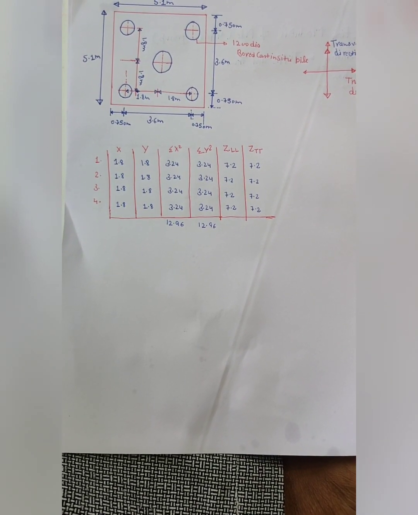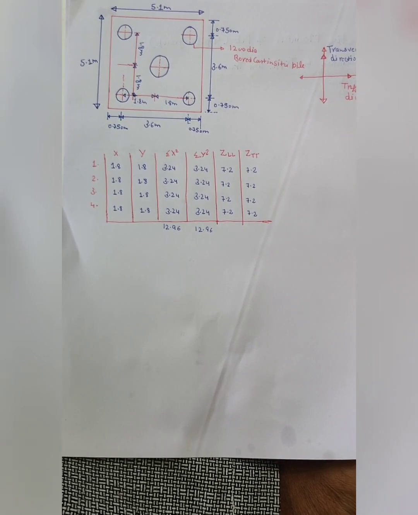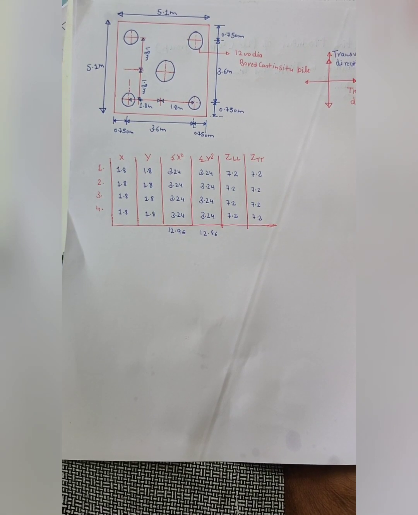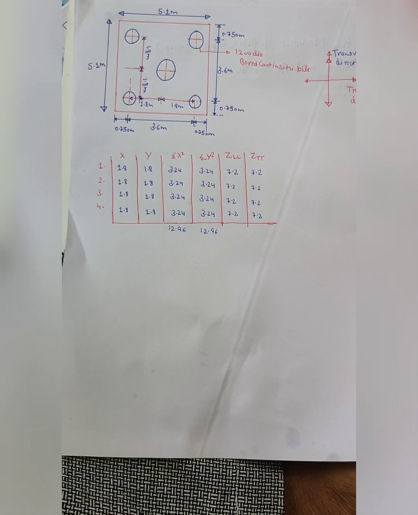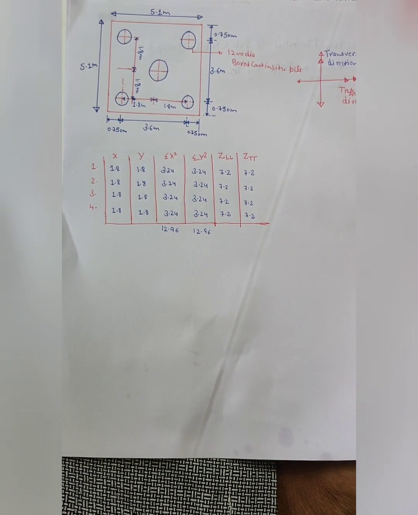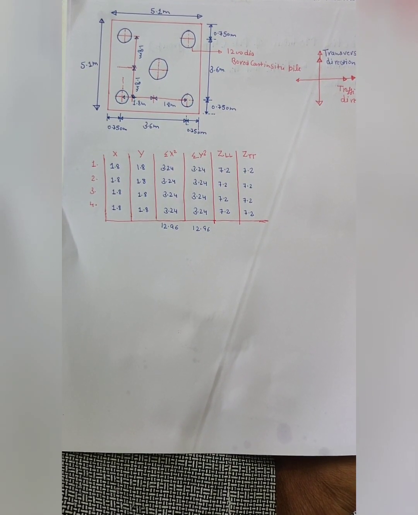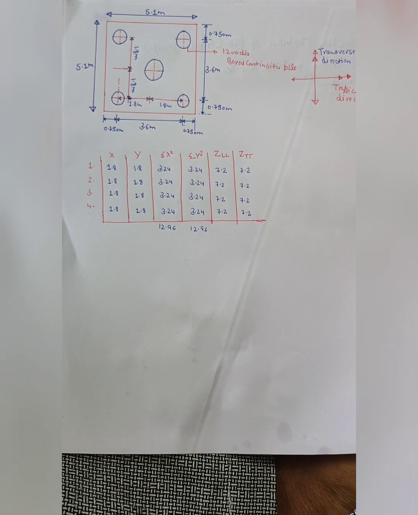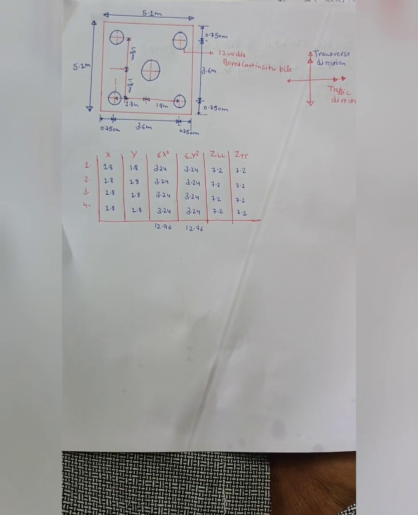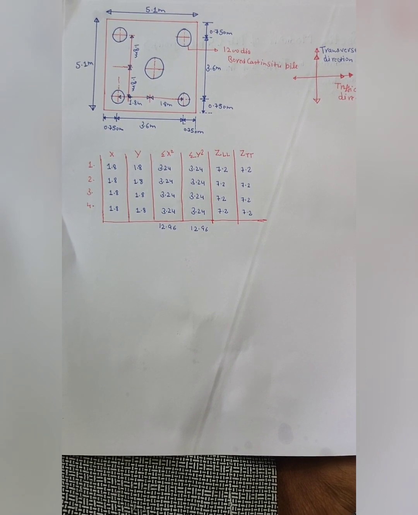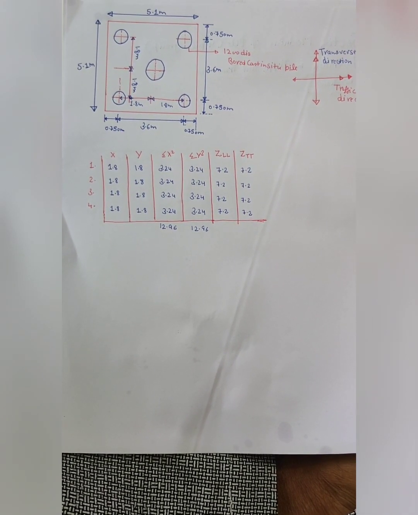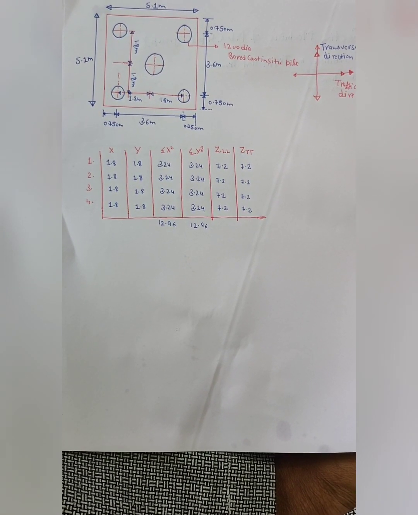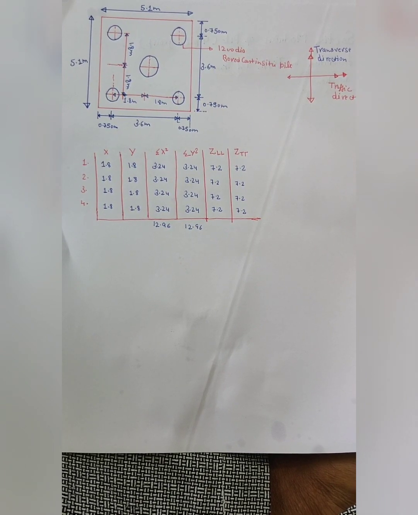Generally we take a 0.150 meter offset from the pile edge, which is according to IRC 78 2014, I think. All corners have a 0.150 meter offset from all sides of the pile. So here our pile cap has a section of 5.1 into 5.1 in both directions, longitudinal and transverse.